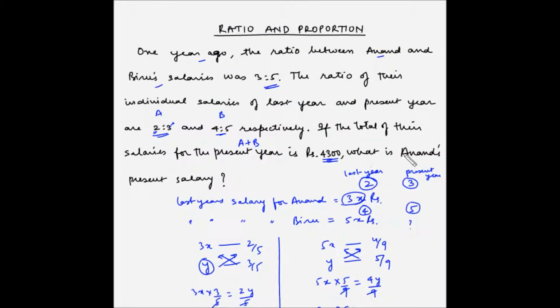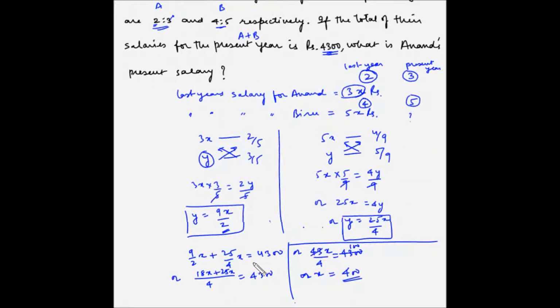Now we have to find out Anand's present salary, and Anand's present salary is 9 by 2x. So 9 by 2x is 9 by 2 multiplied by 400. 2 2s are 4. So this is 9 2s are 18. So 1800 rupees is Anand's present salary. Now let us look at another way of solving this, or another way of looking at the solution.